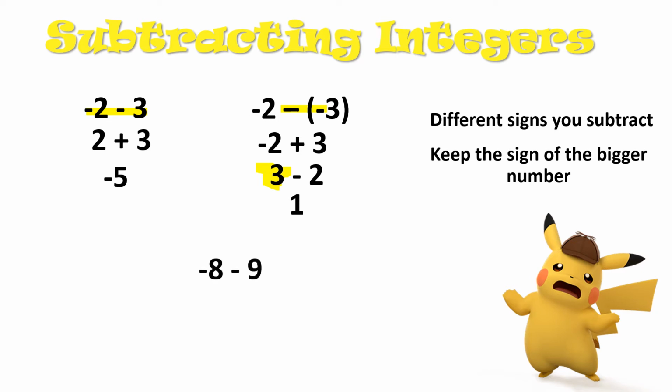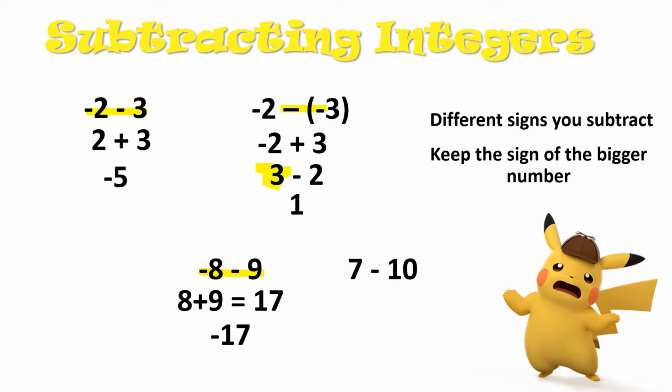Here's another example. Negative 8 minus 9. Remember, they both have the same sign in front of them, so we're going to think add. And 8 plus 9 is 17. But because our initial two numbers were negative, it is negative 17.